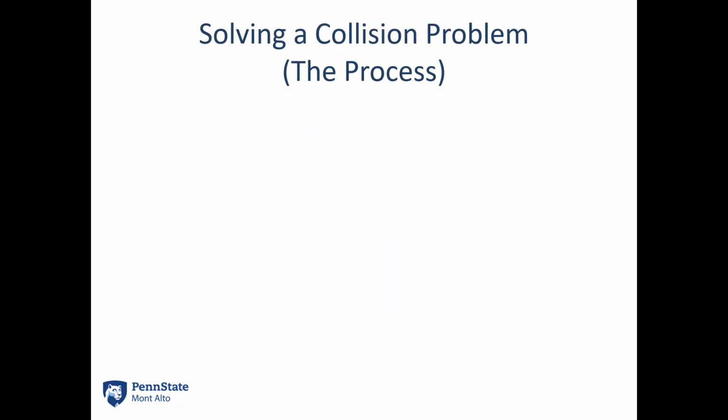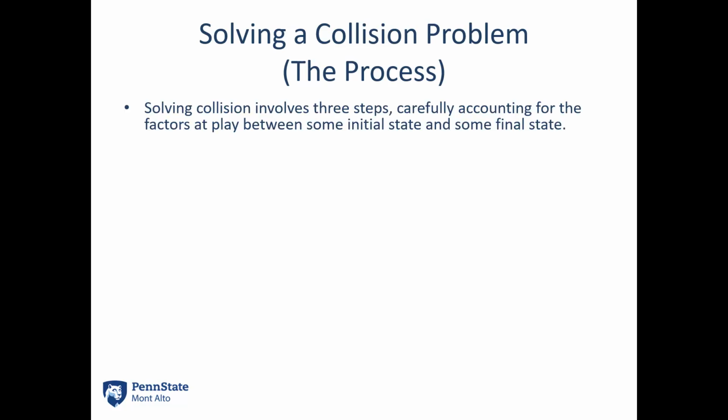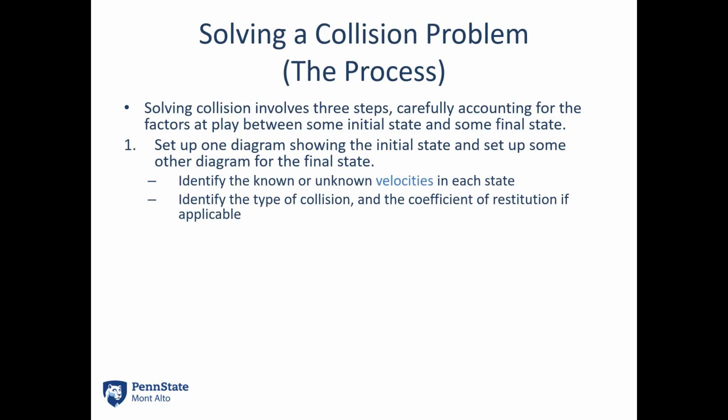All right, so bringing this all together, solving a collision problem when we've got two bodies like this takes 3 steps. Number 1 is always set up your diagram. Set up the diagram showing the initial state, and set up another diagram showing the final state. You've got two particles, each presumably with a velocity beforehand and a velocity in the final state. You want to identify what you know and what the unknown velocities are in each state. You want to identify the type of collision, so elastic, inelastic, or semi-elastic, and the coefficient of restitution if that's applicable.